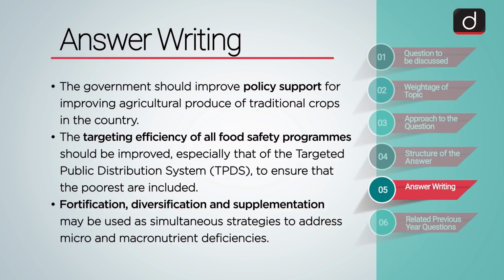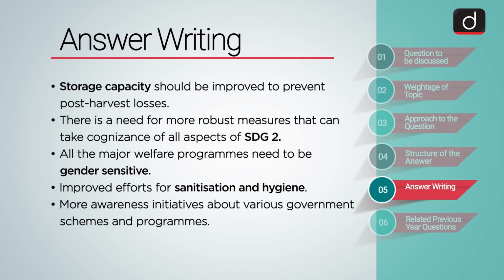Fortification, diversification, and supplementation may be used as simultaneous strategies to address micro and macronutrient deficiencies. Storage capacity should be improved to prevent post-harvest losses. There is a need for more robust measures that can take cognizance of all aspects of SDG 2. All the major welfare programs need to be gender sensitive. Improved efforts for sanitation and hygiene, and more awareness initiatives about various government schemes and programs.